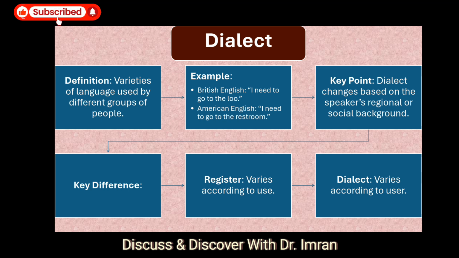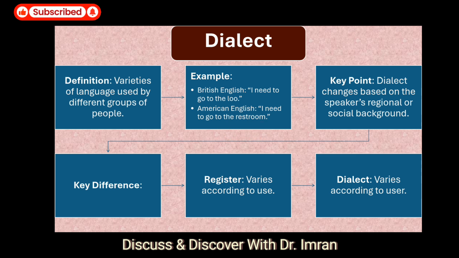So dialect is based on a group of people who are using a different variety of the same language. For example, we have British English. We say, I need to get to the loo. And American English will say, I need to go to the restroom.